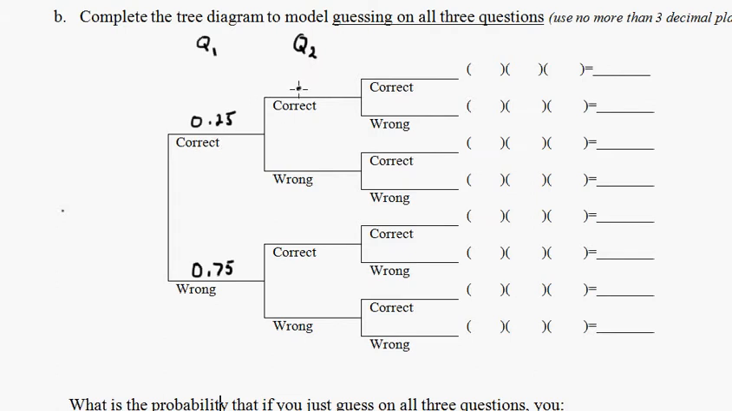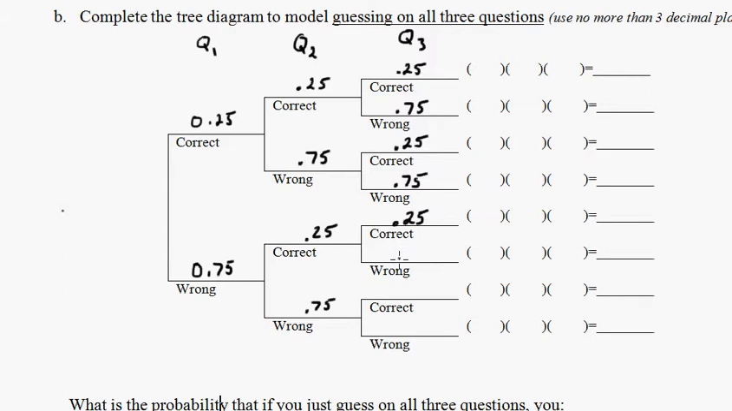So I'm going to get 0.25, 0.75, and that's if I got the first one correct. But it's still going to be 0.25 here and 0.75 here. These are independent events. And then finally, for question 3, I have a lot more to fill out just because of the different paths I could take, but it's all going to be 0.25, 0.75.